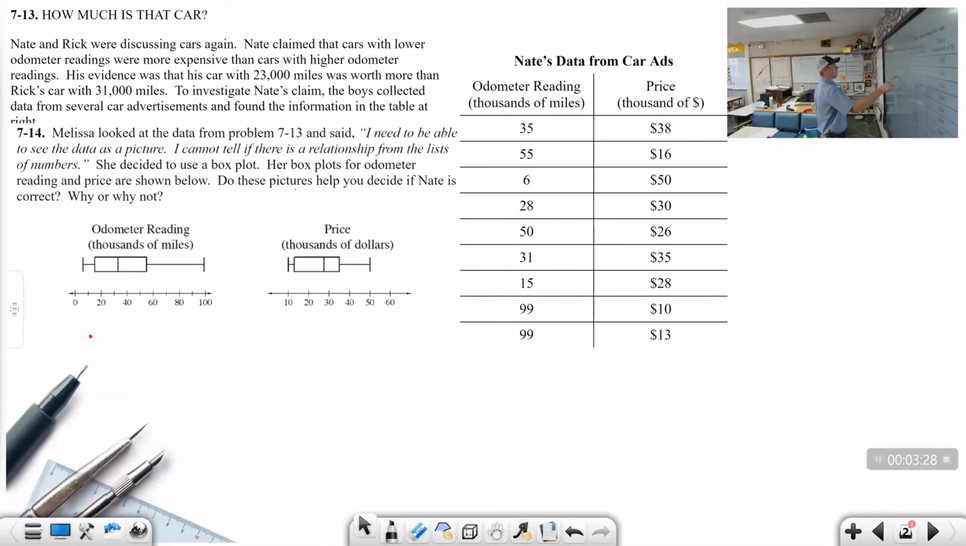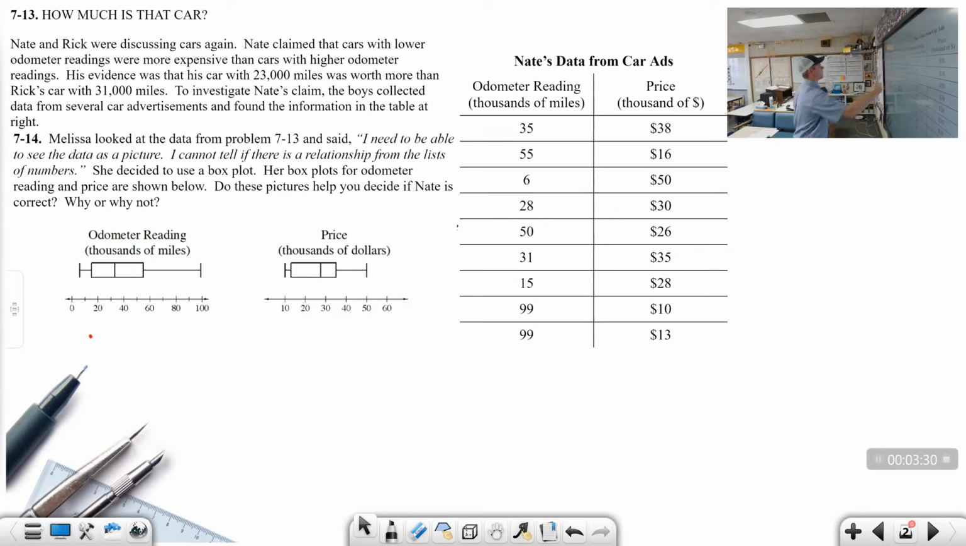Next question. Melissa looked at the data from problem 7.13 and said, I need to be able to see this data as a picture. I cannot tell if there's a relationship from the list of numbers. She decided to use a box plot. Remember, a box plot shows the spread of information. How dense is the information? Her box plots for odometer readings and price readings are shown. Do these pictures help you decide if Nate is correct? Remember, Nate is saying that low odometers, new cars, cost more money. Do these pictures help you?